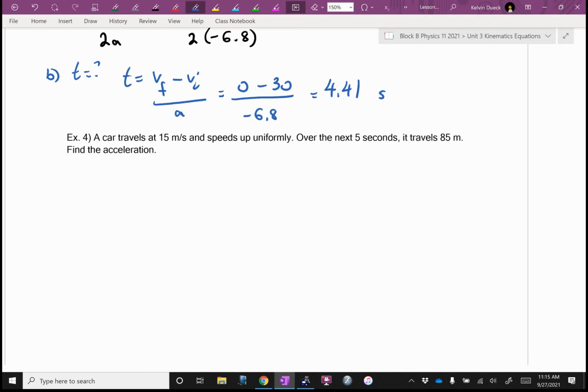Example 4. A car travels at 15 meters per second and speeds up uniformly. That's my way of saying we have a constant acceleration, so we can handle this in Physics 11. Over the next 5 seconds, it travels 85 meters. Mesa, what's example 4 want me to find?